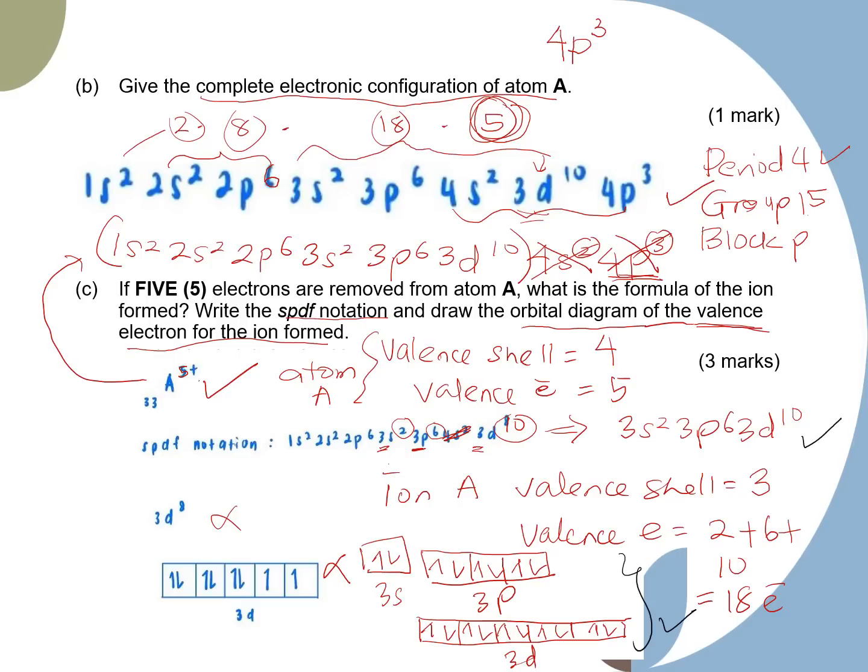It should be this one and this one, and also this one. So 3 marks here. 1, 2, and 3.